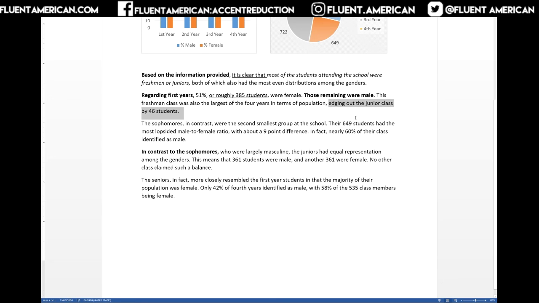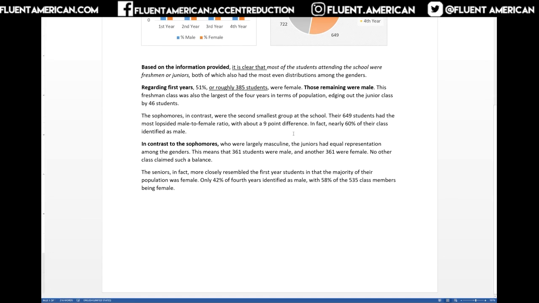Again, we have another phrase here describing the freshman class. Again, another little prepositional phrase here. It's about a 9-point difference describing the ratio. We have some adjective clauses. So for instance here, sophomores who were largely masculine. This is describing sophomores, which is a noun. Okay, so adjective clauses are naturally going to help your score as well. Something you want to include in your writing.